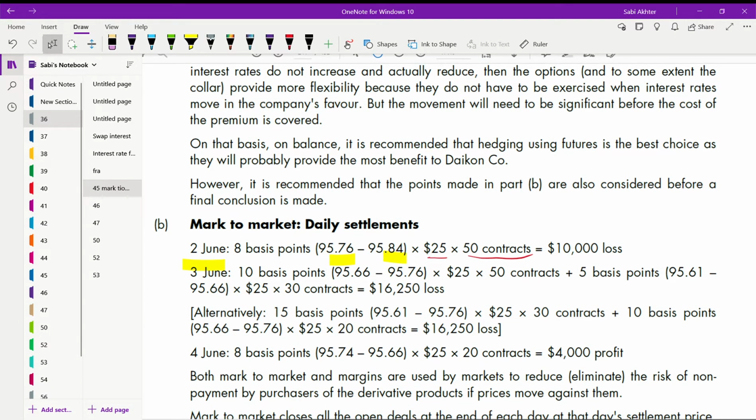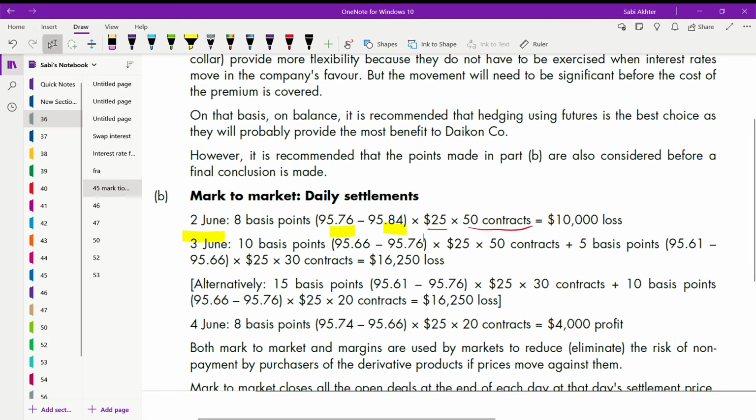So every day you buy, you close. On the first day, the opening day, you buy, and on the closing day you sell. So you're buying at 95.84, but you're selling at 95.76. You're selling at a lower rate. That's why you're making a loss of 10,000.